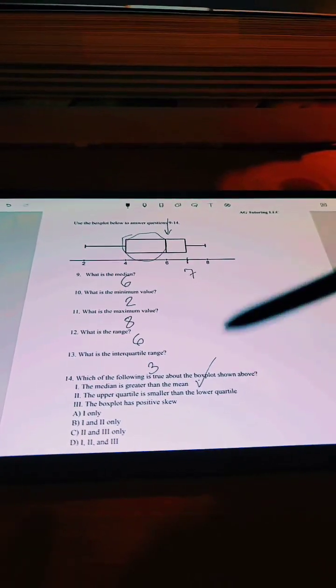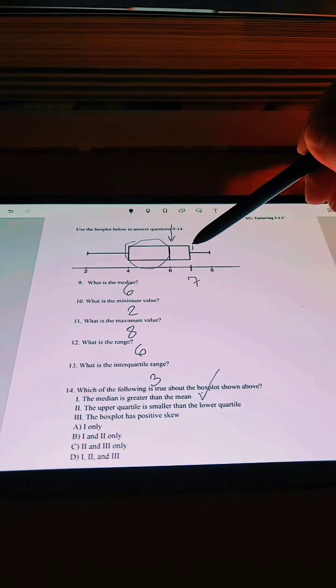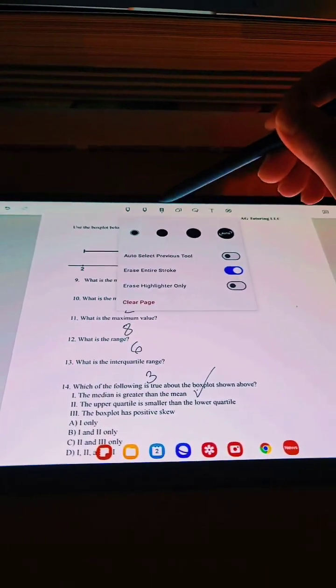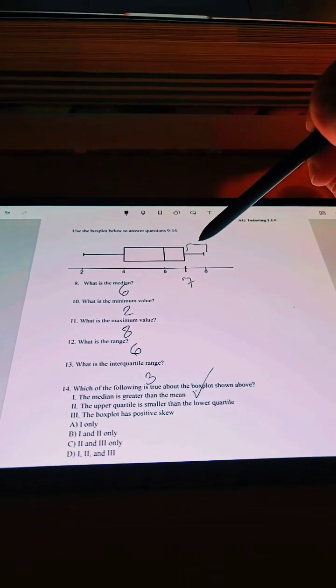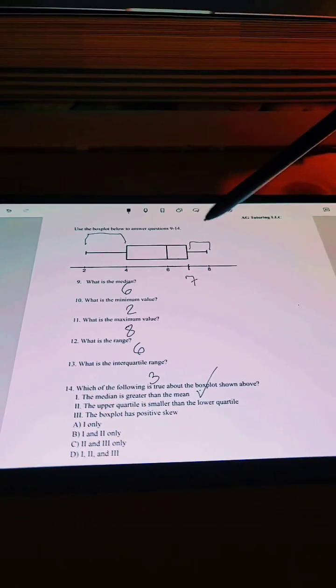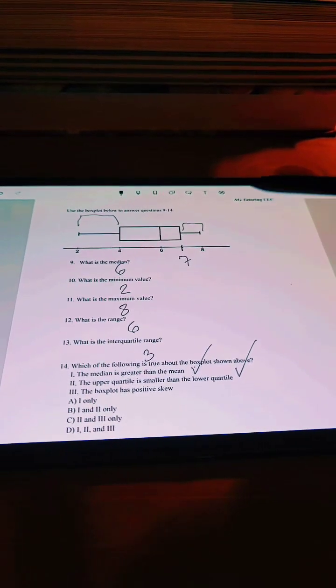The upper quartile is smaller than the lower quartile. So upper quartile is this guy right here. Let me erase this right there. Okay. Upper quartile is this guy. Lower quartile is this guy. So the upper quartile is in fact smaller than the lower quartile, so that matches.